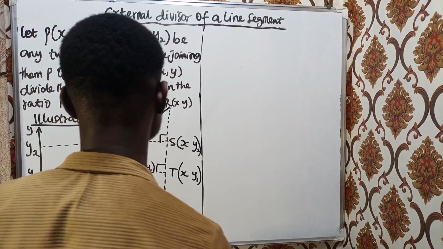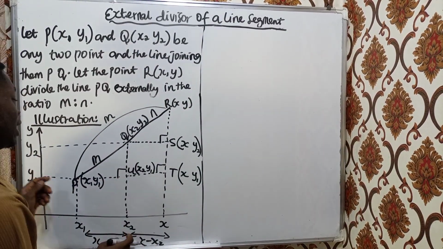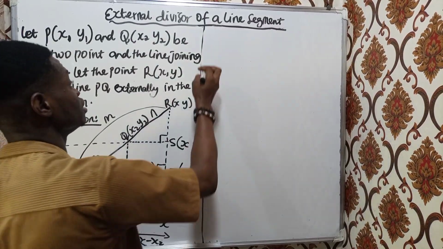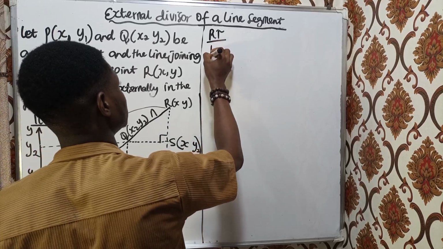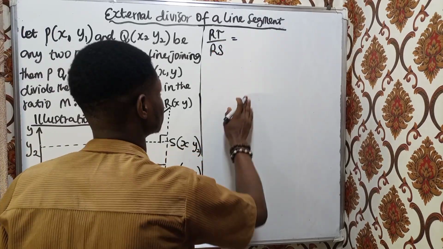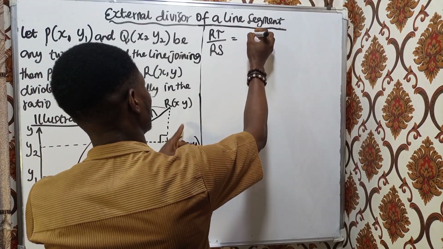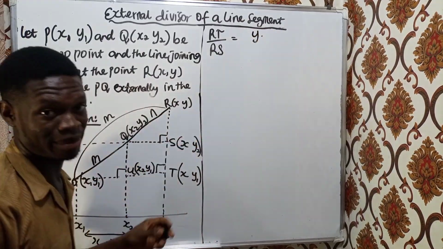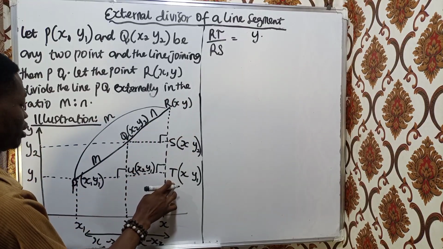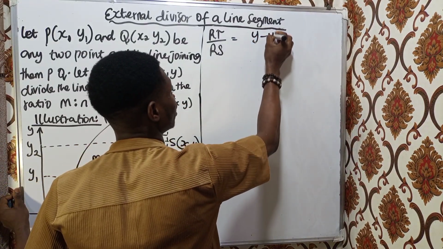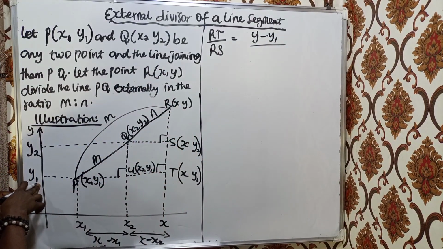So for y, we are going to consider the vertical line. We are going to have RT all over RS to be what? Our RT will be y, because we are talking about y now. We did x the other time. So RT is y minus the corresponding value of y, which is y minus y1. As you can see, where did it meet? Here. You trace it here, y1.